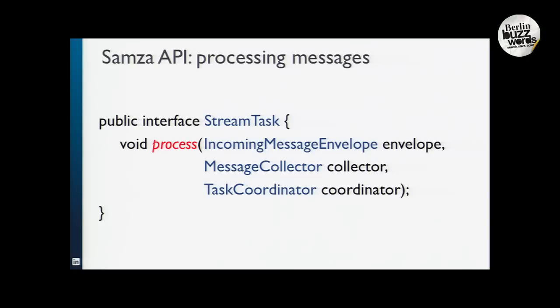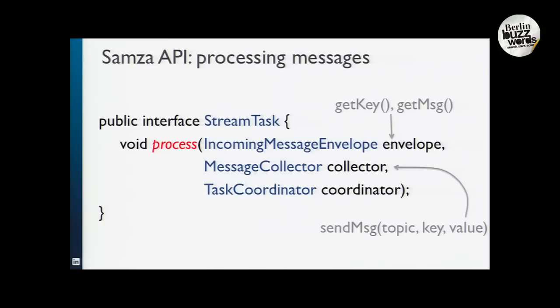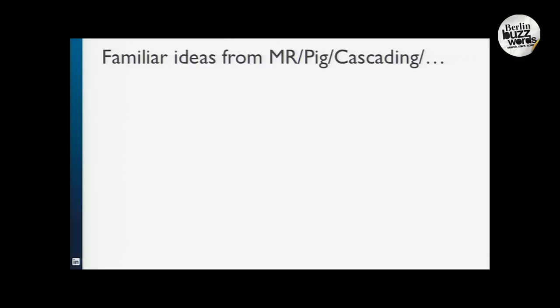The interface is very simple. There's one method, which is called process, and that's called every time a message comes in. And that's it, really. Every message consists of a key and a value. The key is useful for partitioning, which I can explain later. The message collector allows you to send messages out again. So you get one message in, and zero or more messages can be output as a result of this process call. And the coordinator lets you do cluster level management stuff.